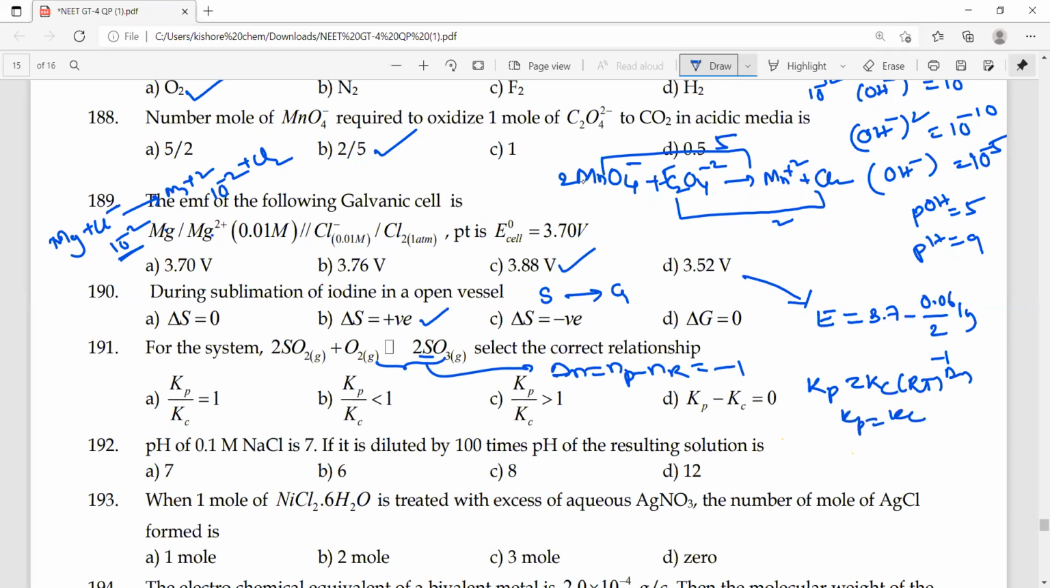Delta n is equal to minus 1, so Kp is equal to Kc by RT. Which value is greater? Kc value is greater, which means the second option. Next, sodium chloride, pH is 7. Sodium chloride is a salt of strong acid and strong base. Neither cation nor anion undergoes hydrolysis. Even if you dilute it, its pH never changes. The pH is 7 only.